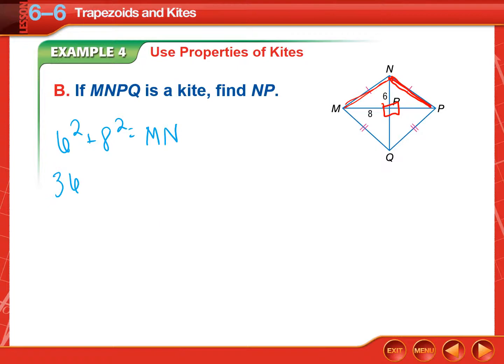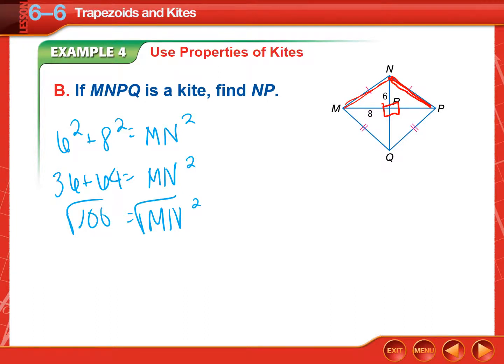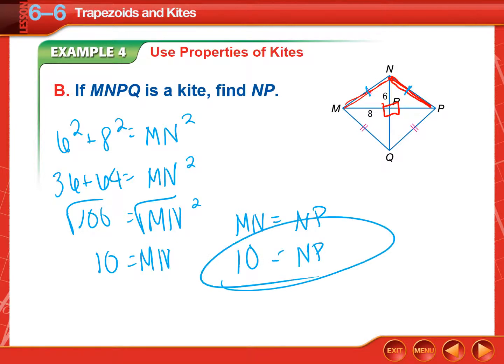And so we have 36 plus 64 is equal to MN squared, sorry, forgot that. Taking the square root, we're going to be left with MN is equal to 10. That's MN, but we need to find NP. Based on those congruent marks, we know that MN is equal to NP. So we know that NP is also going to be equal to 10. And that's how you would do it.